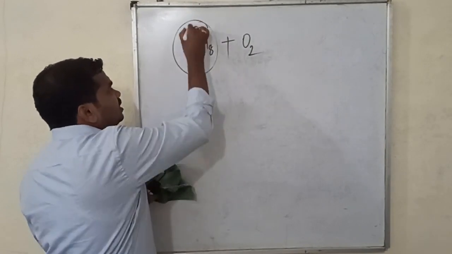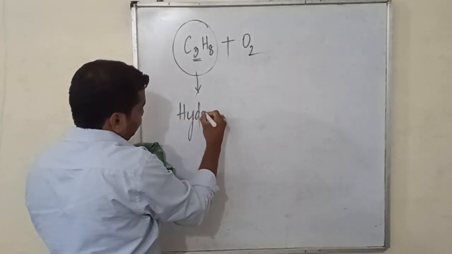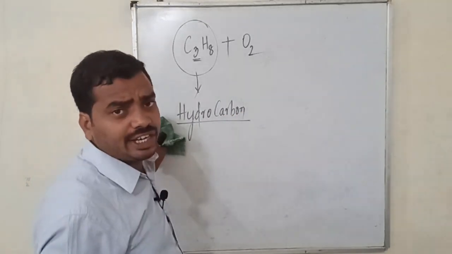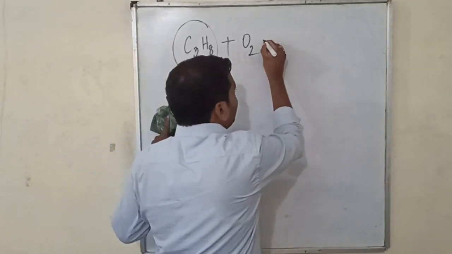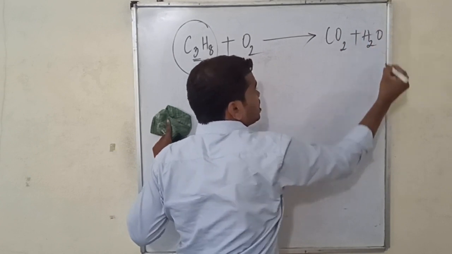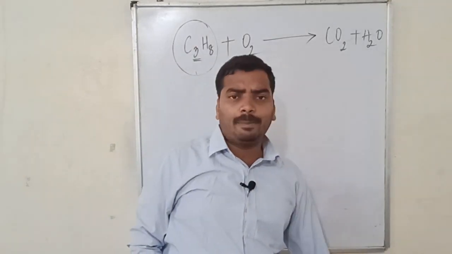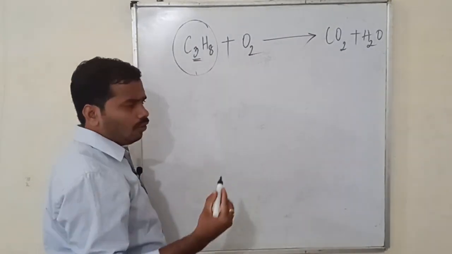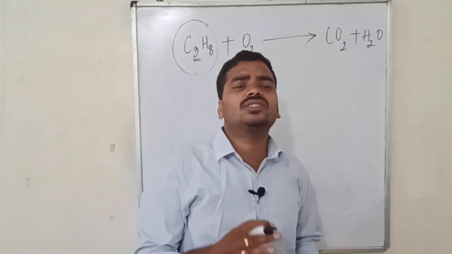You see here, this is not a carbohydrate, it's a hydrocarbon. C3H8 is a hydrocarbon. This hydrocarbon, when it gets combusted, remember, it forms CO2. Along with CO2, it forms water. Any hydrocarbon under combustion always forms carbon dioxide and water. Now we shall see whether the written equation is balanced or not.